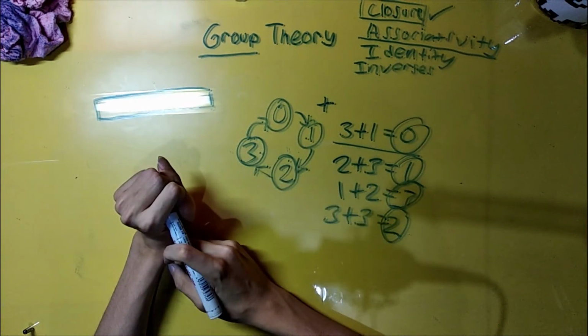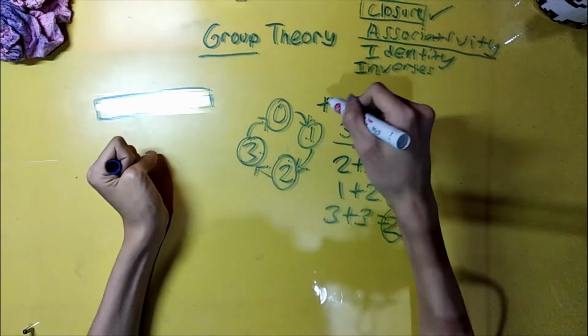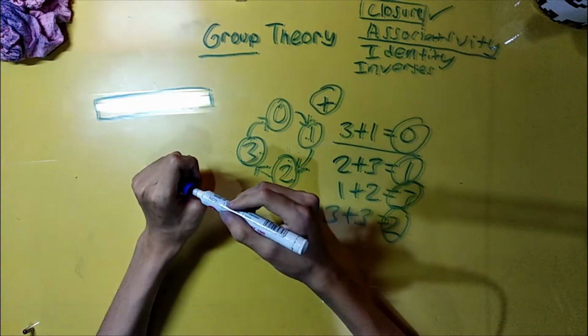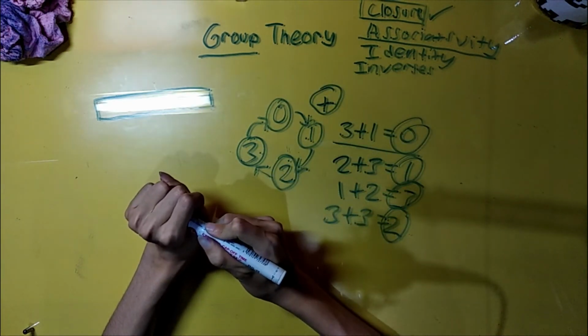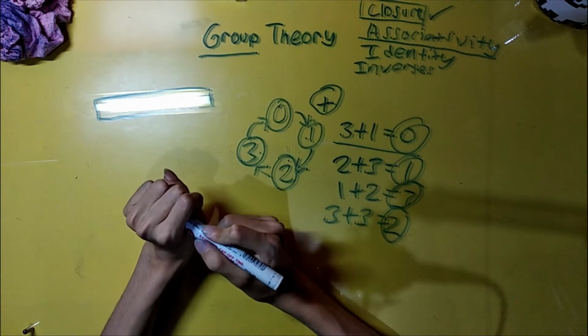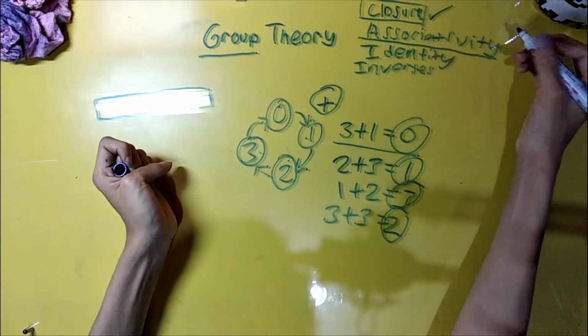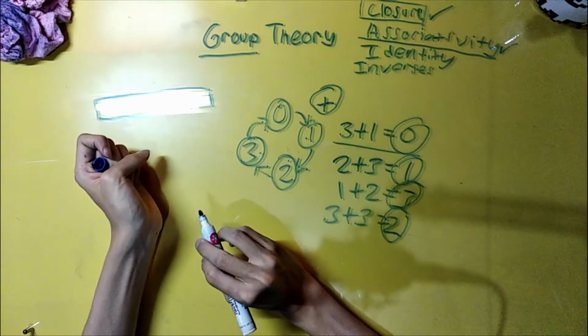What about associativity? Well, we know that addition is associative already, and we've proven that, just as we've proven that subtraction is not associative. Therefore, we can immediately just give this a check mark as well.